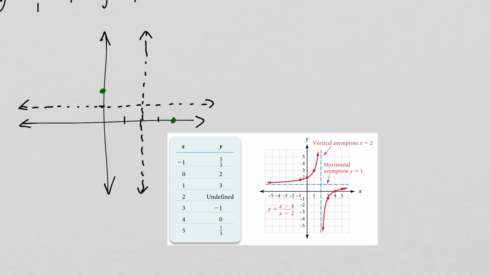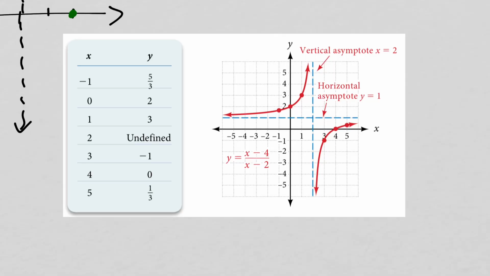And here is a better picture for that. So again, you can see you have your vertical asymptote here at x equals 2, horizontal asymptote at y equals 1, and then we have our x-intercept, y-intercept, and if you plug in and get a few more points, you can sketch the graph of that function.